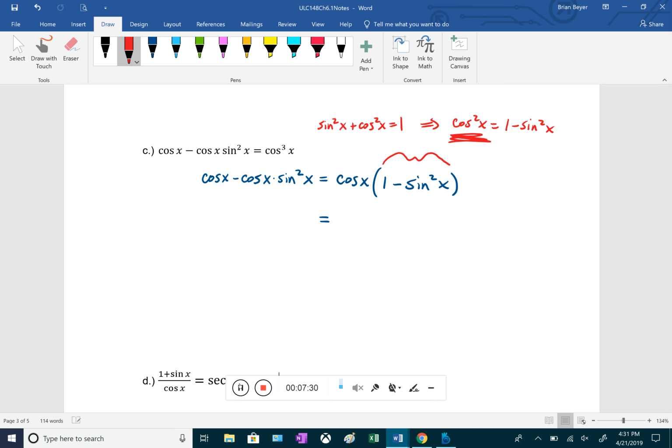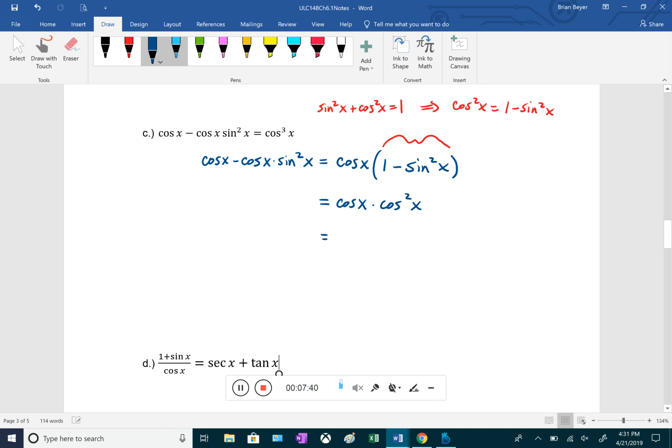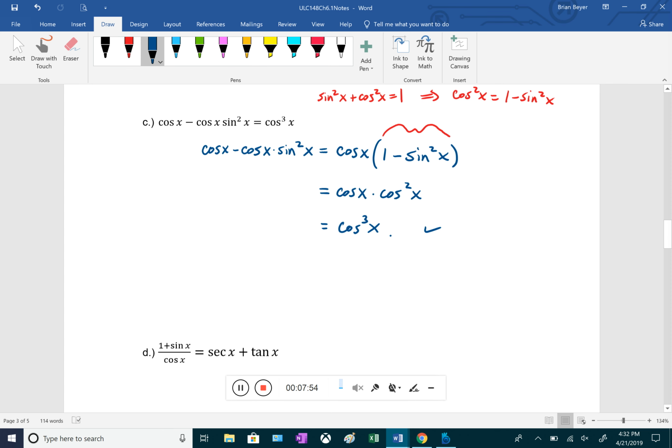It equals cosine squared. So this is going to be cosine x times cosine squared x. And that's cosine times cosine squared, which is cosine cubed. So we showed that the more complicated side simplified to the less complicated side.